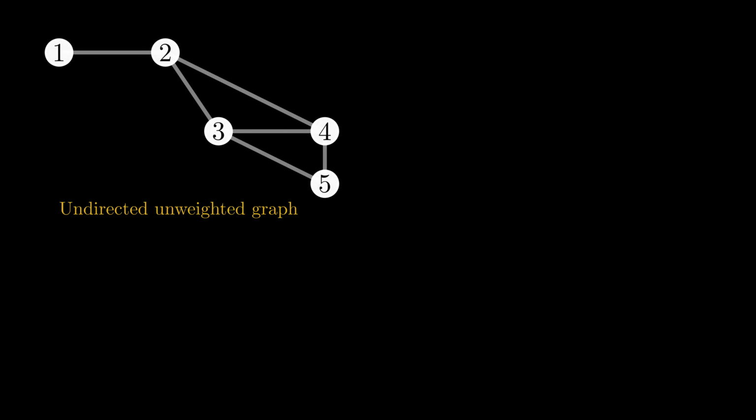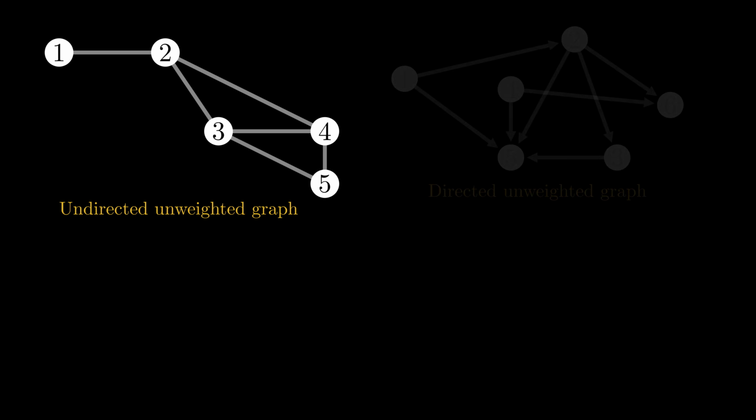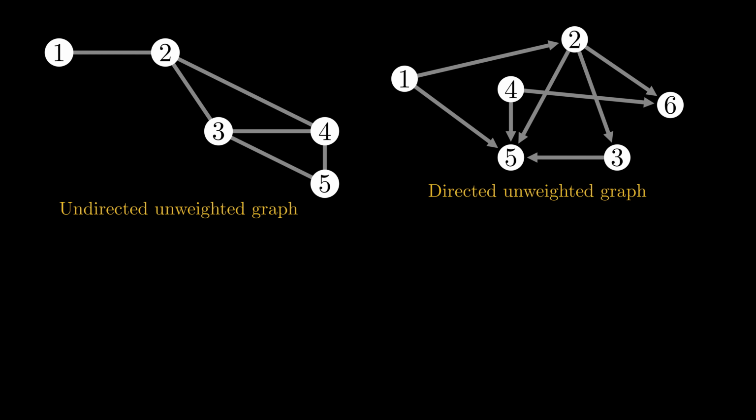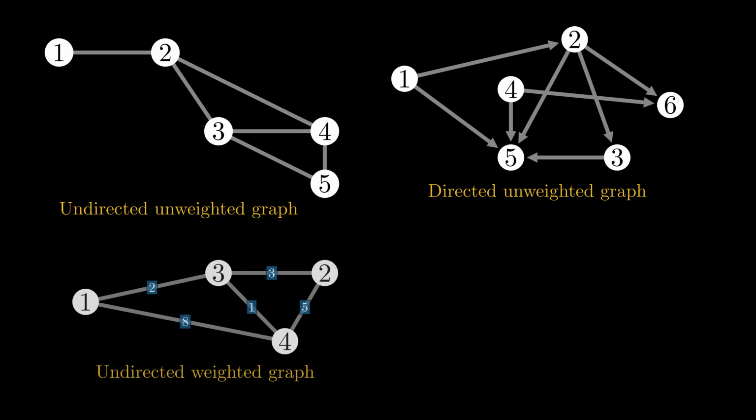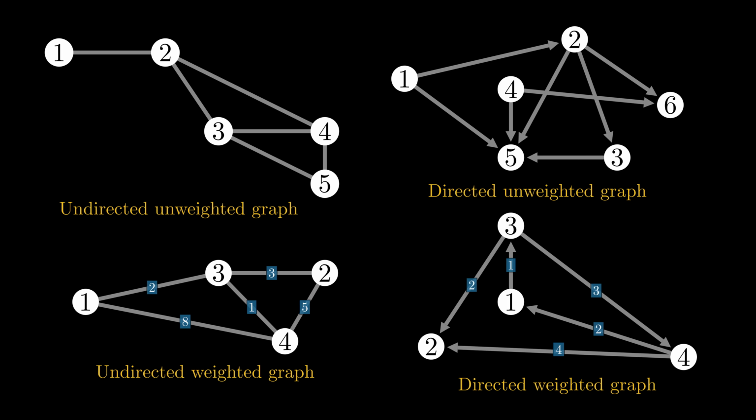Basically, graphs in graph theory can be classified into 4 classes. Undirected unweighted graphs, graphs where edges have no direction and no associated weights. Directed unweighted graphs, graphs where edges have a specific direction but still no weights. Undirected weighted graphs, graphs where edges have no direction but have associated weights. And directed weighted graphs, graphs where edges have a specific direction and also have associated weights.